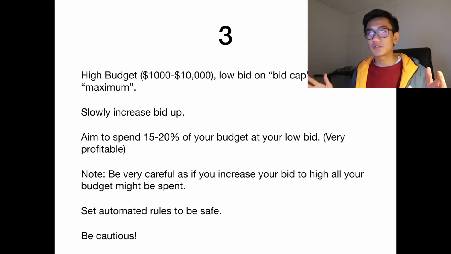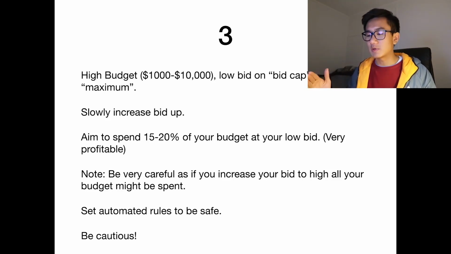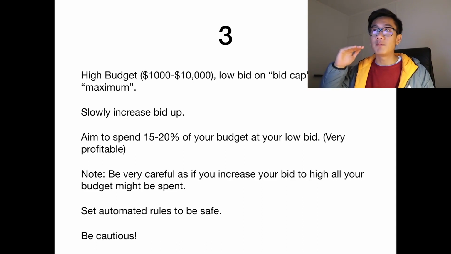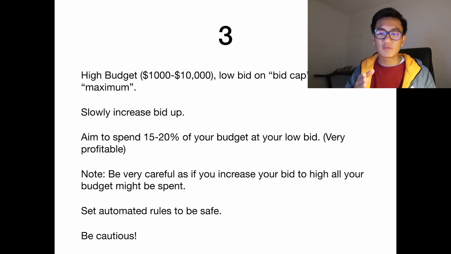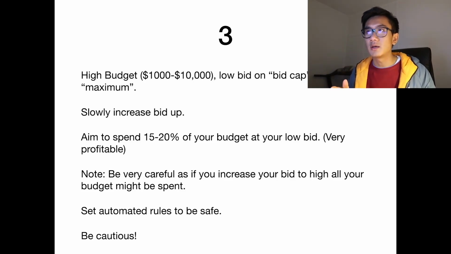Strategy number 3, you want to have a high budget. This is a completely different strategy. You start with a super high budget and a low bid. Say if you're looking for $25 cost per conversions, you just bid 25 or even 20 as a bid cap maximum, and then you slowly increase the bid. You go from 15 to 17, 18, 19, and you have like a $10,000 budget.